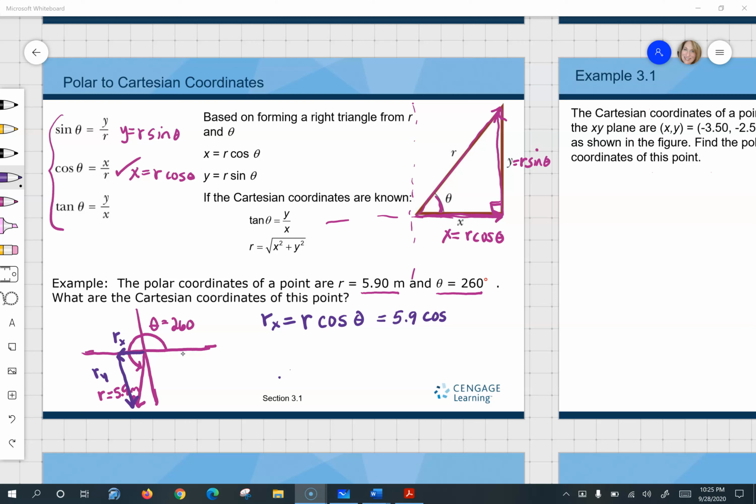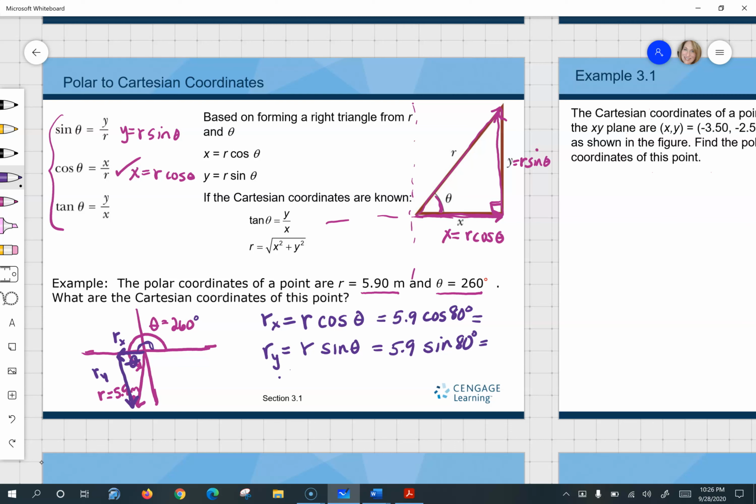But let's look at what our angle theta now is. This vector is located at 260 degrees, but we wrapped our components right around here, so we need this new angle. This new angle is going to be 260 minus this 180, so it would be 80 degrees. Then ry is going to be r sine theta, and that'll be 5.9 sine 80.